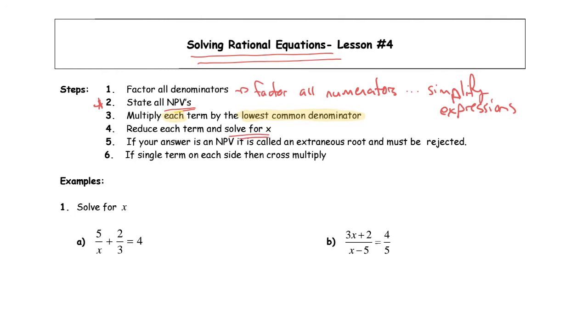And if the answer is a non-permissible value, then that's an extraneous root. It's a root that pops up once we convert the rational into a polynomial, but it doesn't satisfy the original rational. It might work in the polynomial that we created, but not in the rational that we started with. So you have to reject that root. Now, this is just a side note: if it's a single term on each side, basically if it's a proportion, then you can cross multiply to solve that. In any case, with that all being said, the best thing we could do here is just to do some questions.